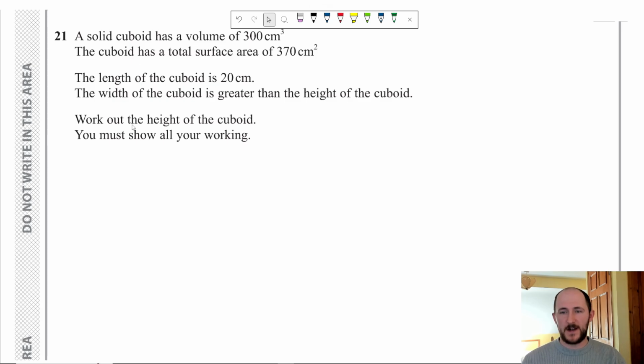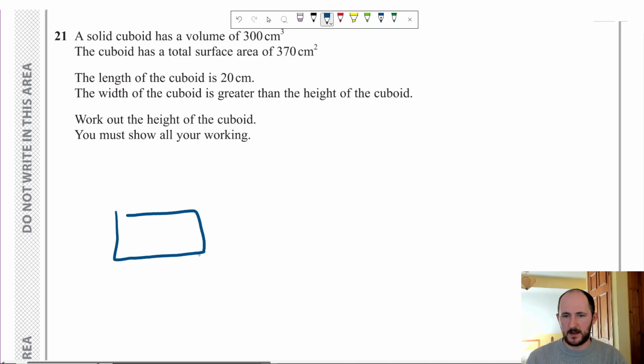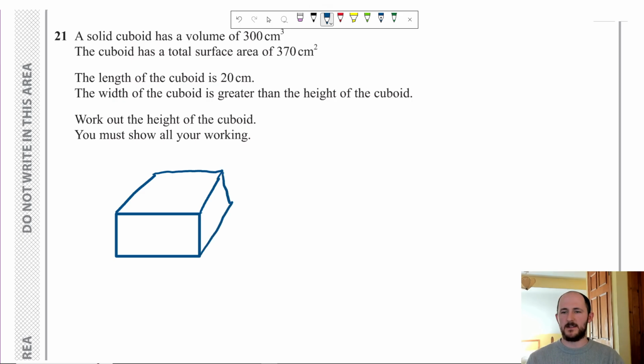Yeah, another fun question, capital F. We have a solid cuboid, it has a volume of 300 centimeters cubed. It has a total surface area of 370. The length is 20. It says the width is greater than the height. So we're going to have a cuboid that looks something like this. I always mess up the back. Always the back side.